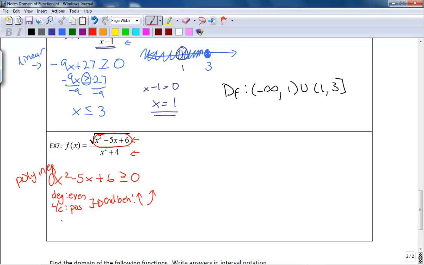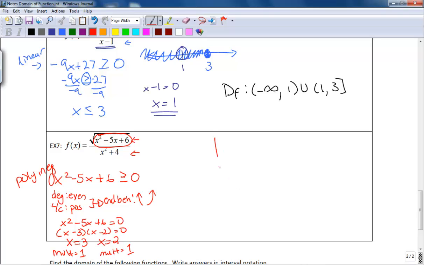Then I need to find my x-intercepts. So set x squared minus 5x plus 6 equal to 0. If I factor this, I get x minus 3 times x minus 2 equals 0. Solving, x is equal to 3, and then x is equal to 2. Well, what is the multiplicity of both of those zeros? The multiplicity of both of those zeros is equal to 1.